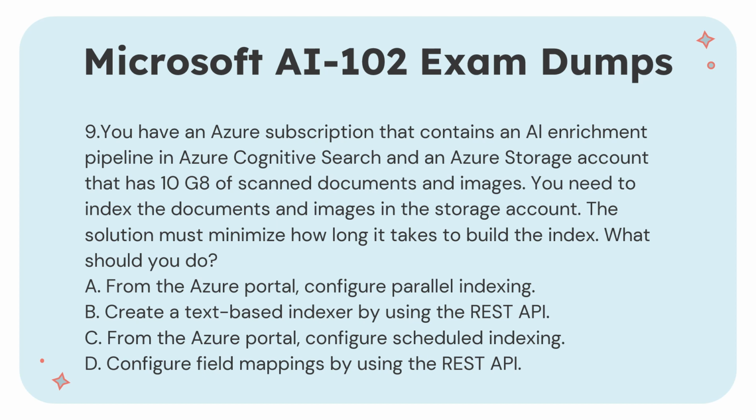9. You have an Azure subscription that contains an AI enrichment pipeline in Azure Cognitive Search and an Azure Storage account that has 10 GB of scanned documents and images. You need to index the documents and images in the storage account. The solution must minimize how long it takes to build the index. What should you do? A. From the Azure portal, configure parallel indexing. B. Create a text-based indexer by using the REST API. C. From the Azure portal, configure scheduled indexing. D. Configure field mappings by using the REST API.